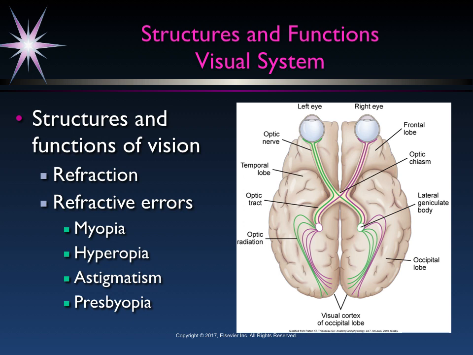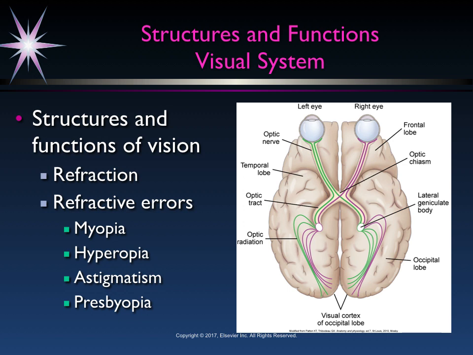The visual pathway, so look at this little illustration here. Once the image travels through the refractive medium, it focuses on the retina. From the retina, the impulses travel through the optic nerve to the optic chiasm, where the nasal fibers of each eye cross over to the other side.